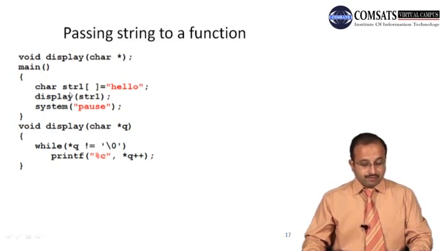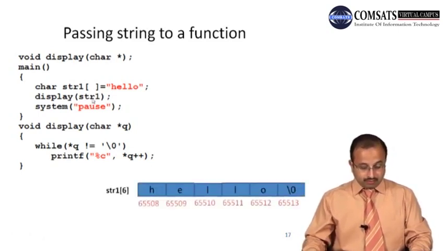In the main function we have a string str1. This is actually a character array, and we are initializing it with the string constant hello. And then we are going to display the content. We are calling the display function and passing it the base address of that character array, or the base address of that string, or you can say the address of the first element of that character array, that is str1.